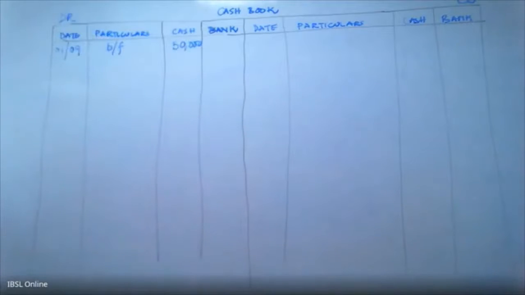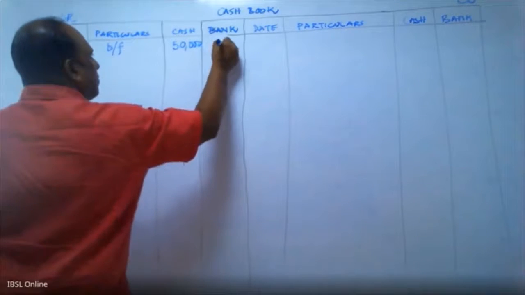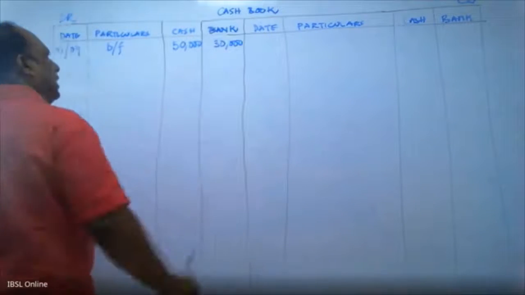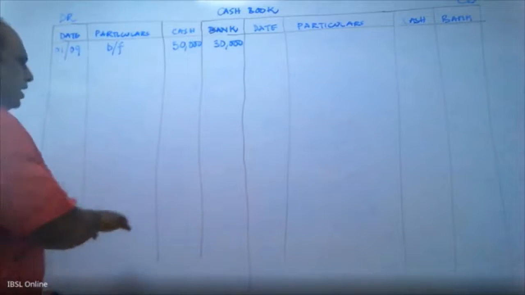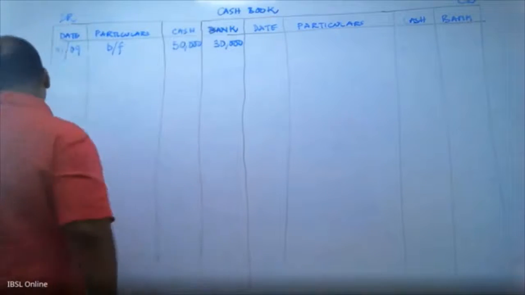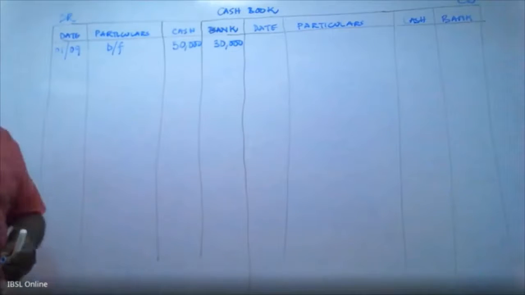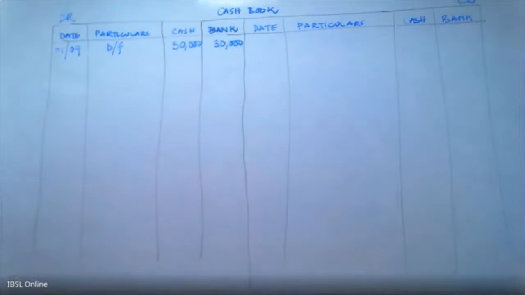And they have deposited 30,000 in the bank account. So basically, you are starting your cash and the bank with these amounts. 50,000 and another 30,000. See whether you can record the balance transactions. Now record the balance transactions. I will also go through one by one, but you start recording.